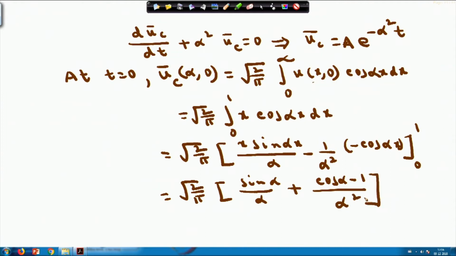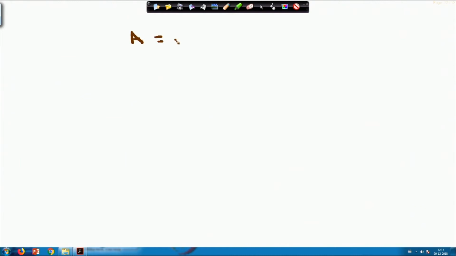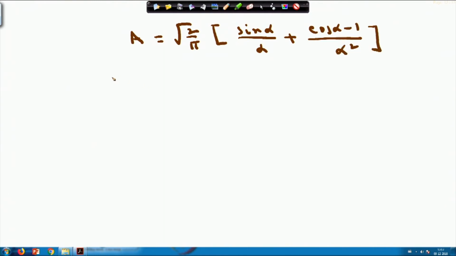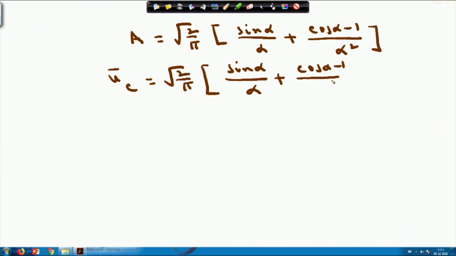alpha square. So, once I am obtaining this, therefore, if I substitute it in the given equation, this e power term will vanish and your a will become this term only. That is, your a is now from here, if I substitute, root over 2 by pi sin alpha by alpha plus cos alpha minus 1 by alpha square. So, u bar c will be equal to root over 2 by pi into sin alpha by alpha plus cos alpha minus 1 by alpha square into e power minus alpha square t.